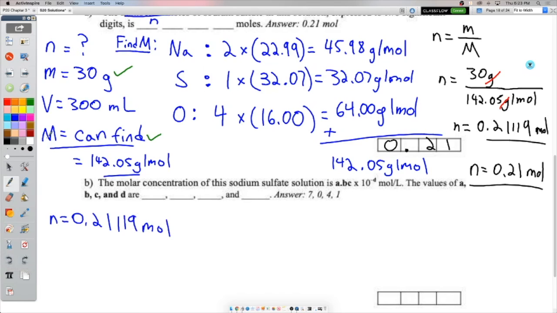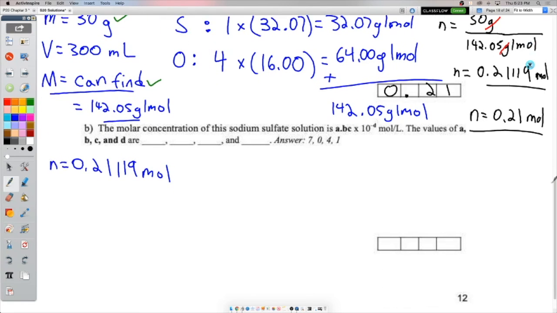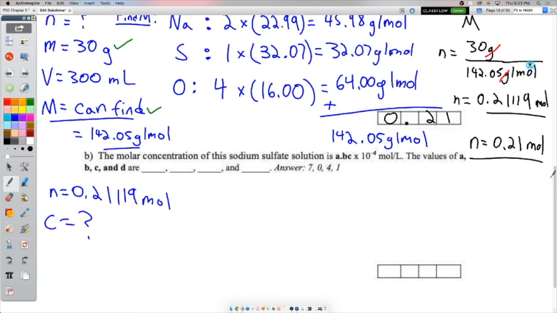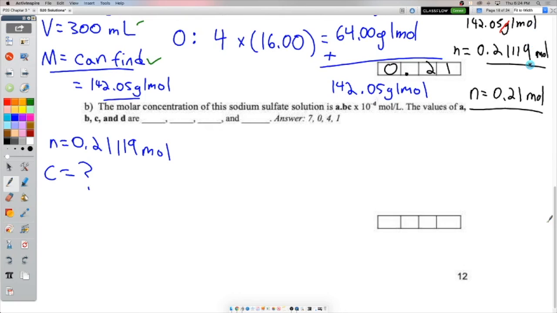I'm just going to keep these givens. These haven't changed. But now my required is different. I'm looking for C. So I've got a C and N. Yes, I've got a mass and a molar mass, but those are not going to help me here. What is going to help me is the V, because we just learned a new equation.